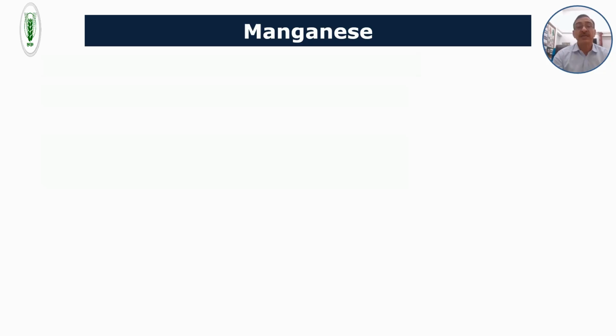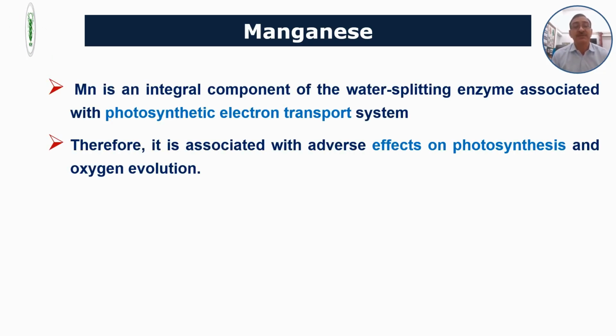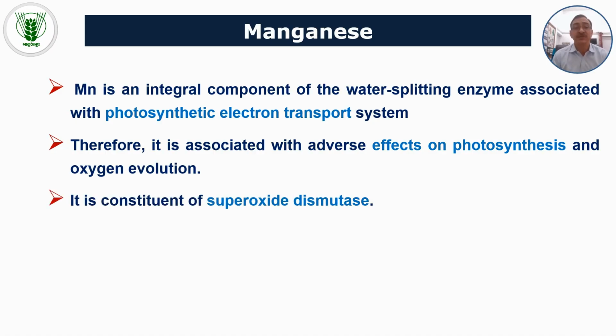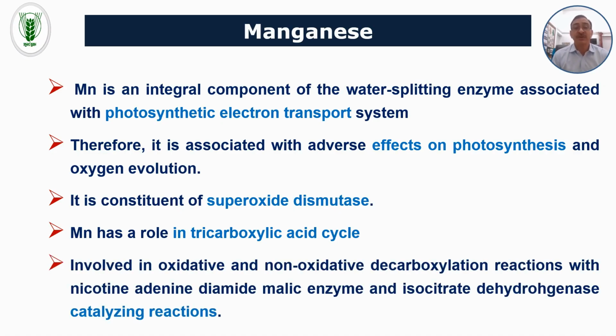Moving to manganese. Manganese is an integral component of water splitting enzymes associated with the photosynthetic electron transport. Therefore, its deficiency has an adverse effect on photosynthesis and oxygen evolution. It is a constituent of superoxide dismutase. It has a role to play in the tricarboxylic acid cycle, and it is involved in oxidative and non-oxidative decarboxylation reactions, with nicotinamide adenine dinucleotide, malic enzyme, and isocitrate dehydrogenase catalyzing reactions.